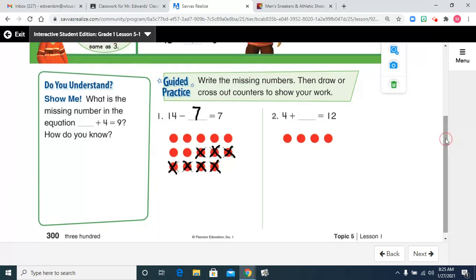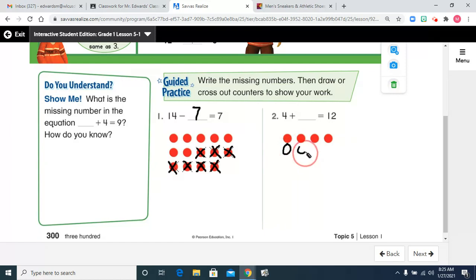All right, number 2, 4 plus something equals 12. Okay, so they gave us the 4 counters, which is the 4 right here. Now we need to figure out how many more we need to add so we have 12 in all. Okay, so let's count to 4. 1, 2, 3, 4, and then we'll just count on until we get to 12. So what comes after 4?